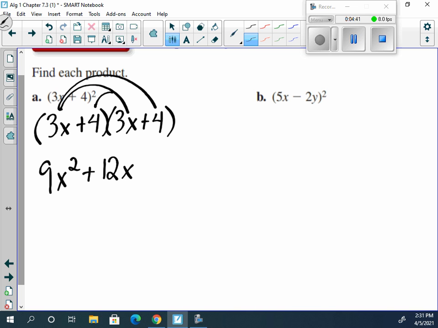Okay, now we can move on to the next one. We can do 4 times 3x. Well, 4 times 3 is going to be plus 12, because 4 times 3 would be 12. And we do have just one x, so it'd be x to the first. And lastly, we have 4 times 4, which would be plus 16. Questions on this here? Now we do have like terms, 12x and 12x.